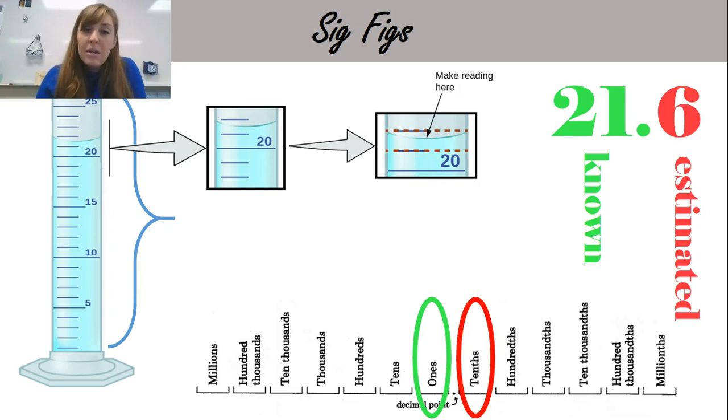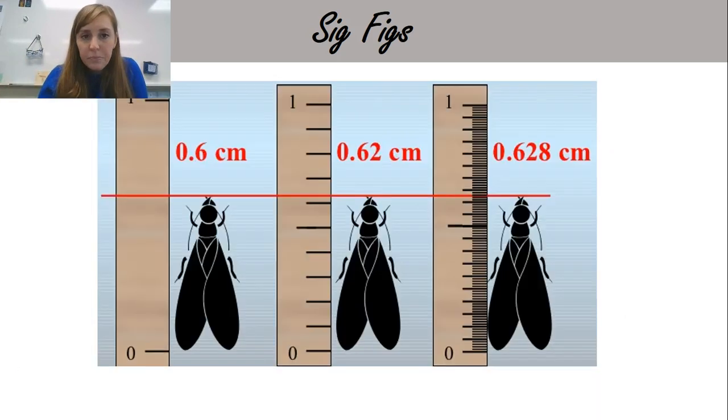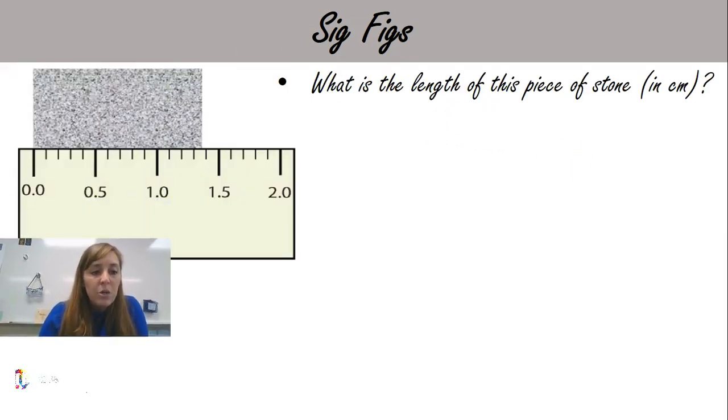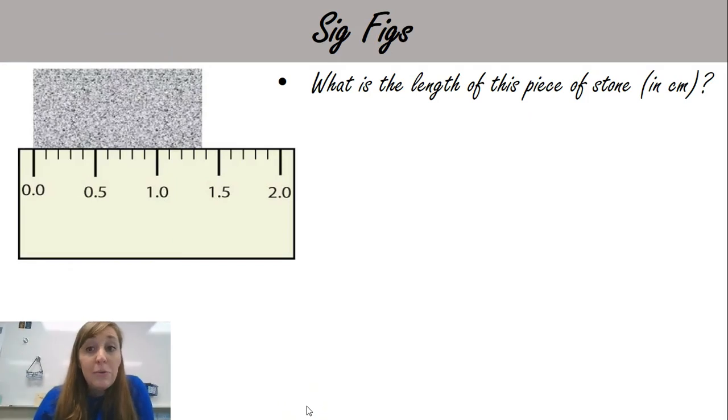But since it's estimated, we might have different numbers. Like you might have said, oh, that's a 0.8 or a 0.7, and that's okay because the last digit is estimated. It's not exact. And that's going back to this. Our last digit is estimated. The more calibrated the device, the more precise your measurement's going to be. All right, so I want you to take the measurement of this piece of stone that we are measuring in centimeters. So freeze the video, come up with what you think, and then I'll show you some correct answers.